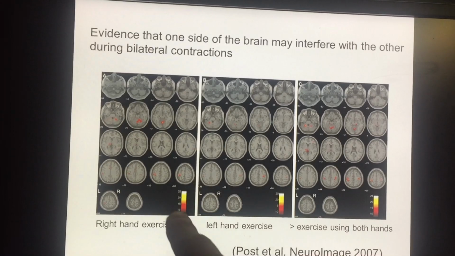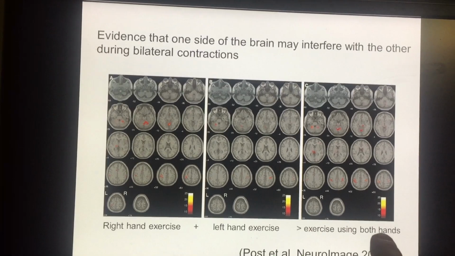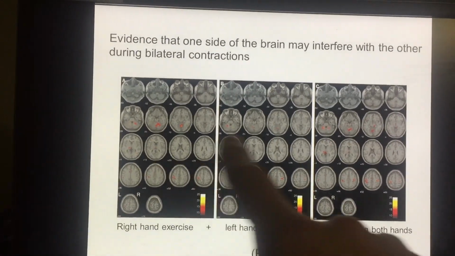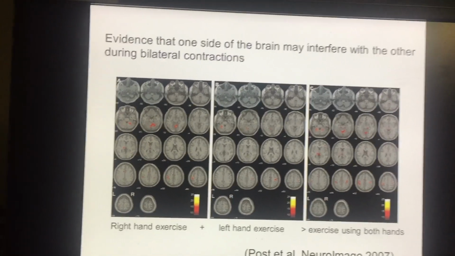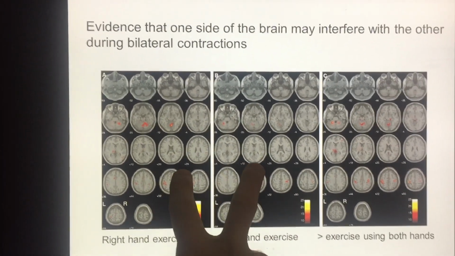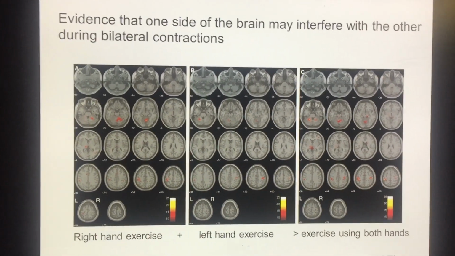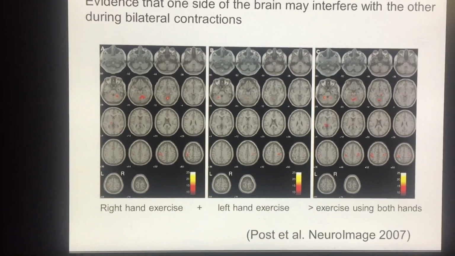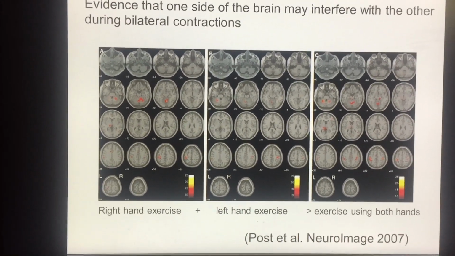And you can see it's a right hand exercise, left hand exercise, and then using both hands. And the activation here was greater if you add up the right and the left side alone versus using both hands at the same time. So if you add up the activation in these two screens when you're doing the unilateral exercise, it's greater than the activation when you're doing bilateral exercise. So in this case, there was a bilateral deficit in brain activation. So showing that the bilateral deficit might be going on at higher brain centers.